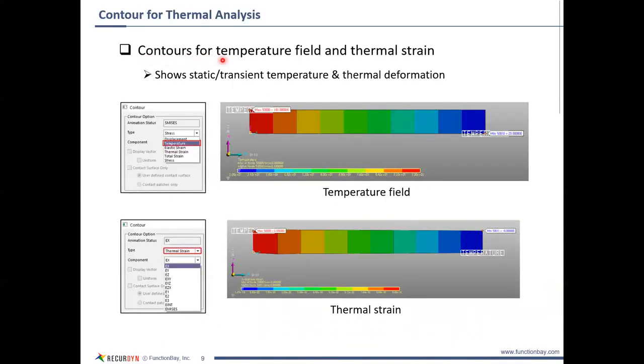And for post-processing, just like all the other FFlex outputs, you'll be able to generate contours of the thermal field as well as thermal strain, in each direction.